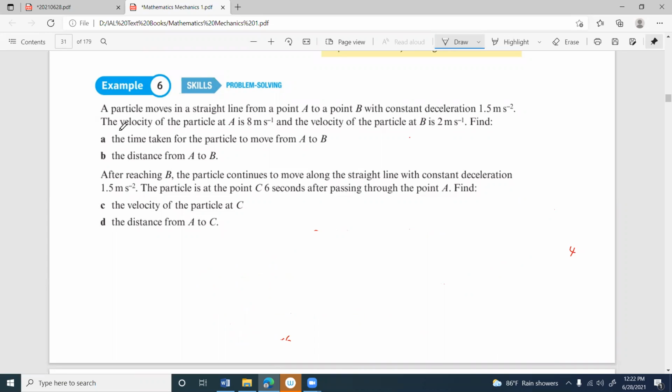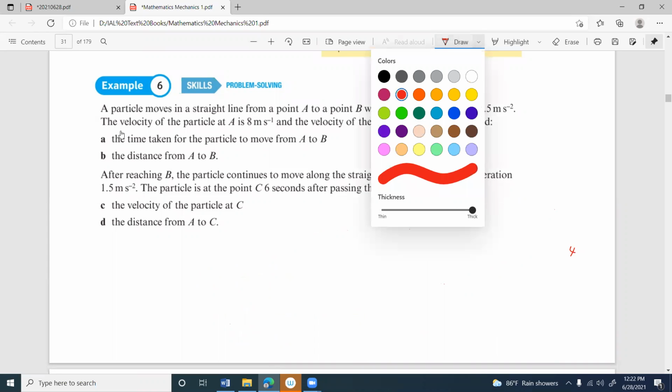Because initially we need to learn a little bit about these motion graphs or motion equations. After that, we can come up with the equations of motion. Okay, let's start from here.